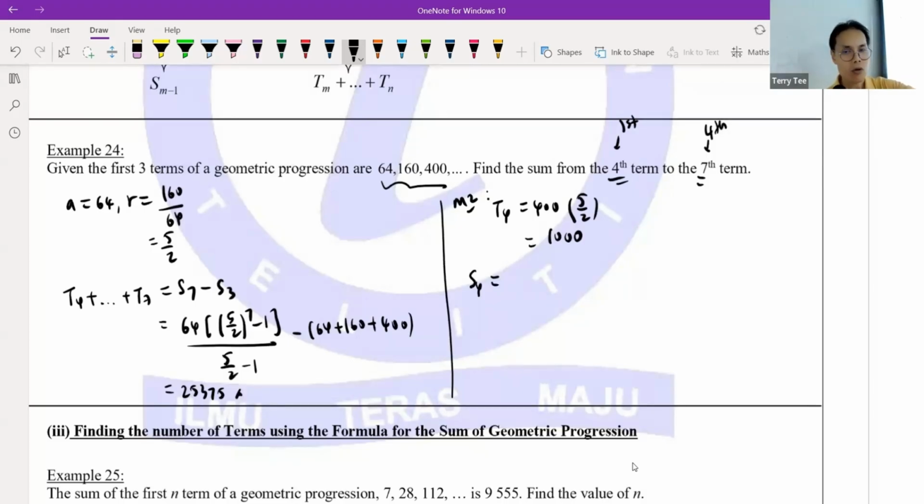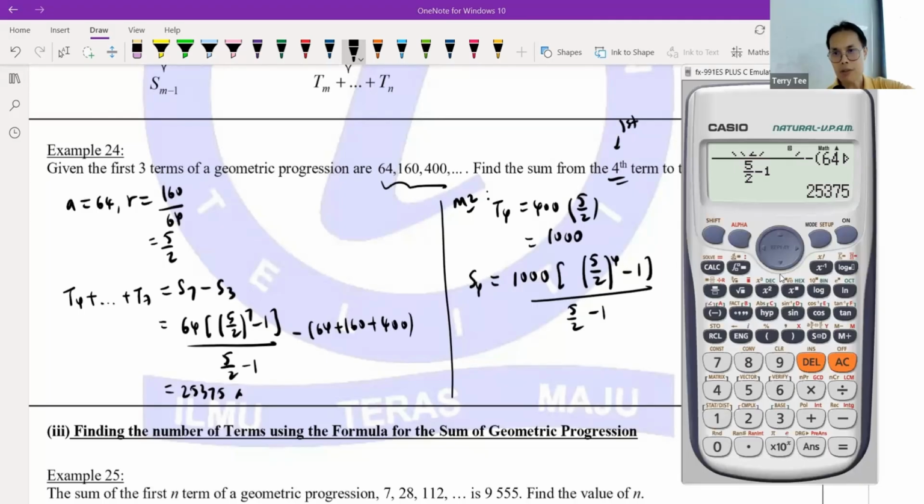We find S4 starting from 1000. So it's 1000 times 5 over 2 power 4 minus 1, divide 5 over 2 minus 1. Okay, in a way, this is easier because you don't have to type in so many things. Let me just change it here. We're going to change this n to power 4, and change your A, instead of 64, we change to 1000. See, we got the same answer, 25375.